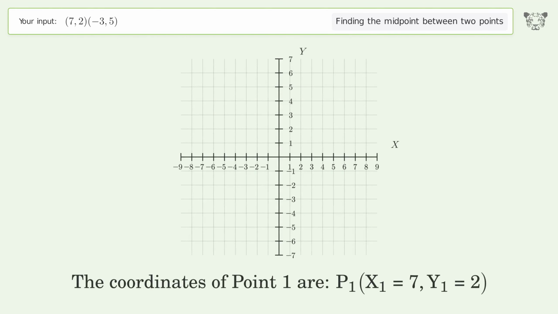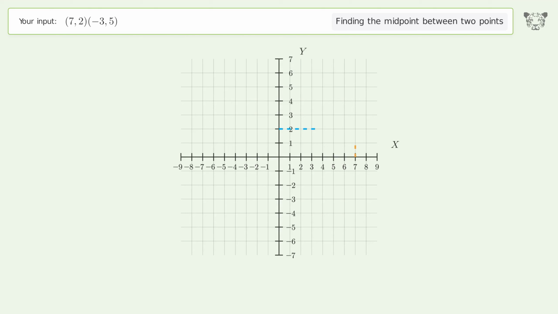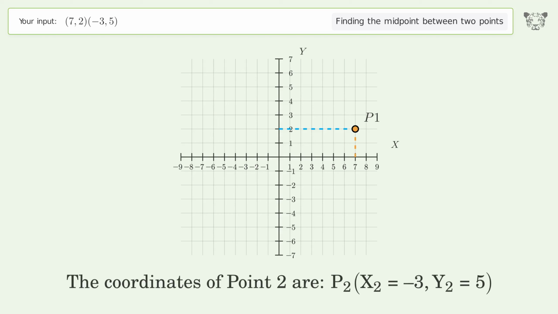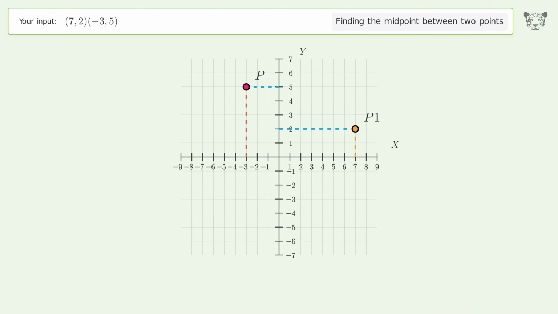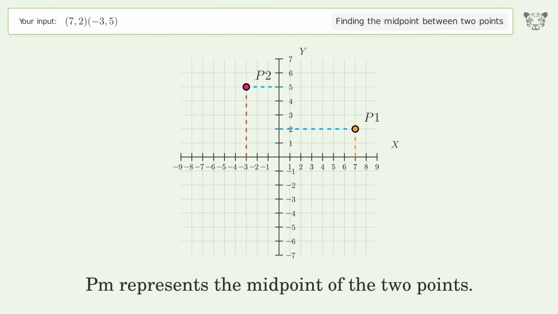The coordinates of point 1 are x1 equals 7, y1 equals 2. The coordinates of point 2 are x2 equals -3, y2 equals 5. PM represents the midpoint of the 2 points.